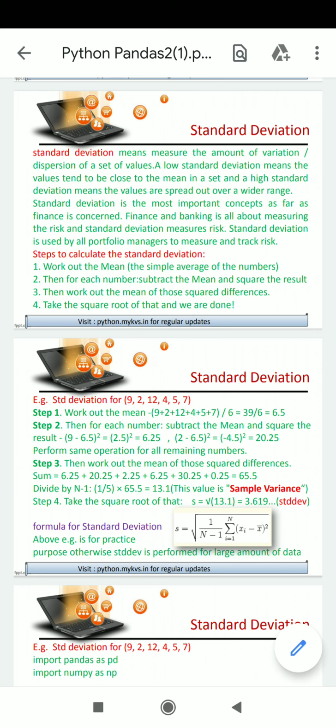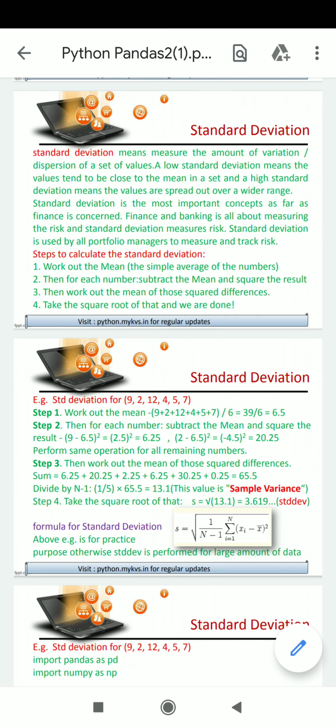Whatever result exists, first subtract, then square each value. After that, work out the mean of those squared differences. So again you have to find the mean of those squared differences: the sum of all those numbers divided by the number of elements, whatever result comes.